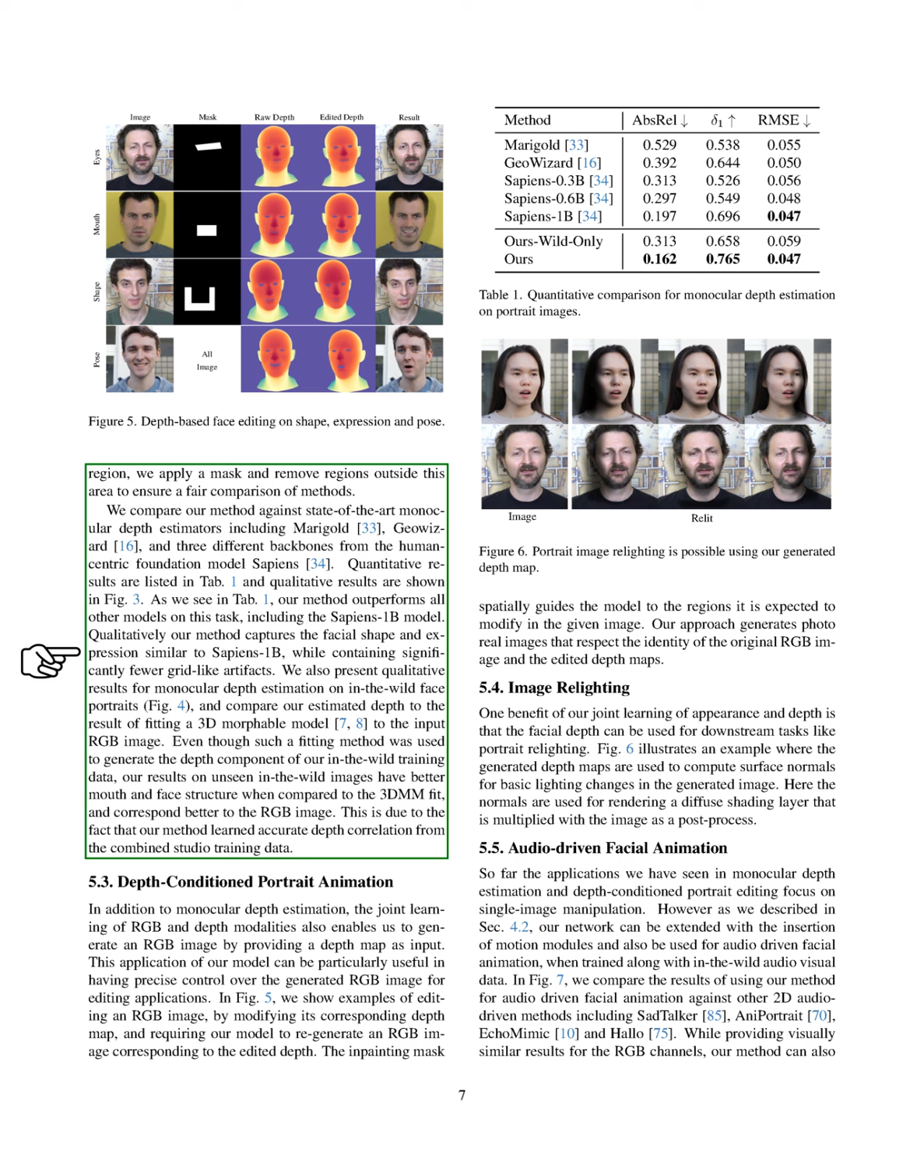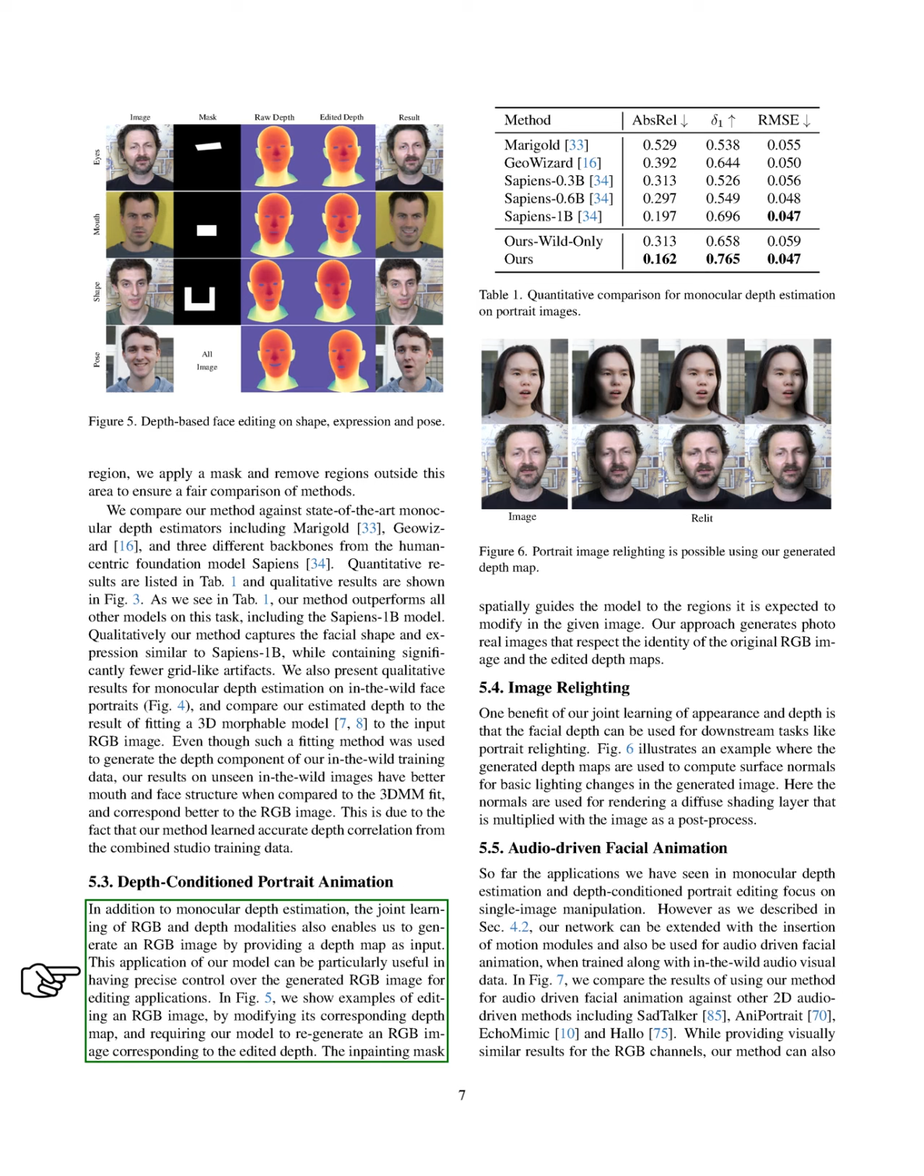Qualitatively, our method captures facial shapes and expressions similarly to Sapiens 1B but with fewer artifacts. We also present results for monocular depth estimation on real-world face portraits, showing that our method produces better facial structure compared to a 3D morphable model, thanks to the depth correlation learned from our training data. Next, we discuss depth-conditioned portrait animation.